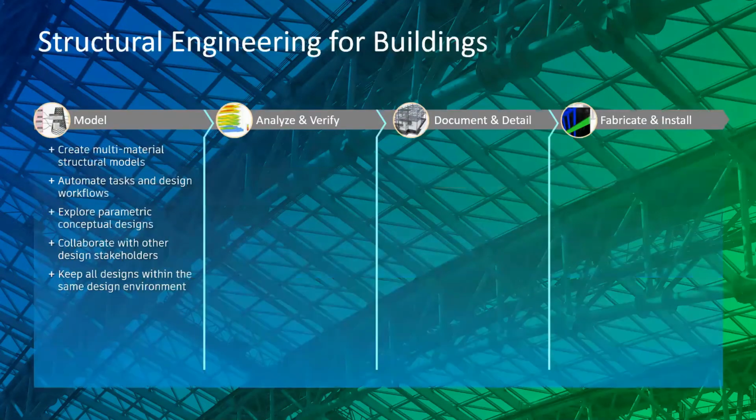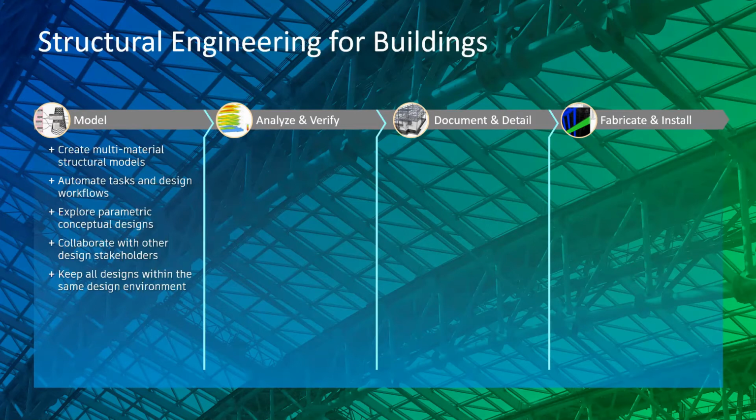Right, and the way I'm going to go through this workflow, we've basically grouped it, we're going to start off by conceptual stage, which is a modeling stage. And I'll show you tools that you could use from the golden triangle to create multi-material structural models, automate some tasks and design workflows using Dynamo, explore parametric conceptual designs using Dynamo as well, and also collaborate with other design stakeholders on Revit, and then also keep all designs within the same design environment.